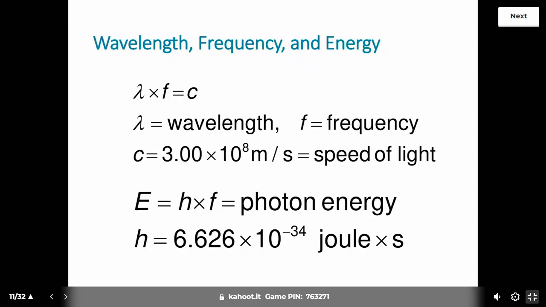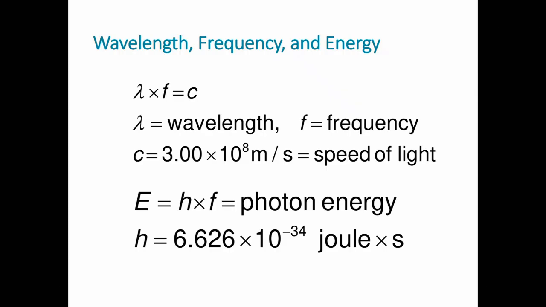So this is the relationship between wavelength, frequency, and energy. So we said earlier that if you multiply the wavelength, which is this Greek letter lambda, times the frequency, then you get the speed of light, c.